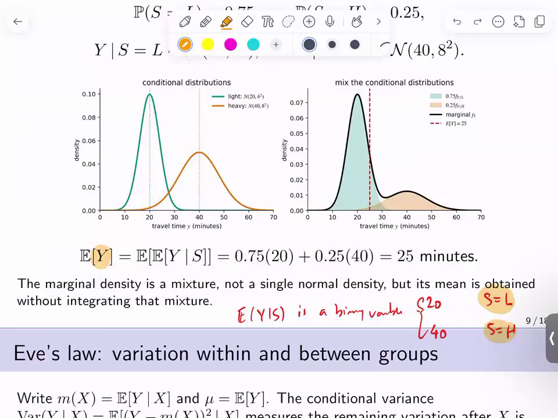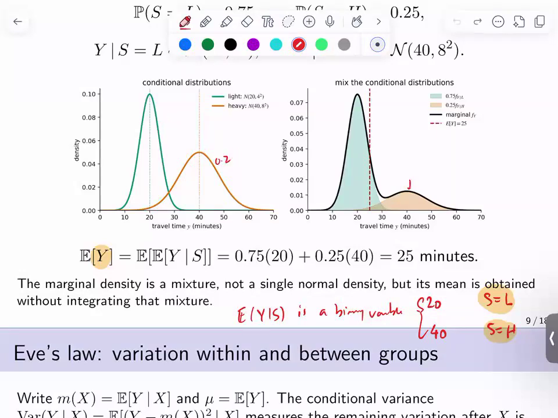And then that gives you the result. The reason this peak goes down here is that I have to multiply this by 25%, this by 75%, and then add them up. So that's why this peak is lower than what you see here.